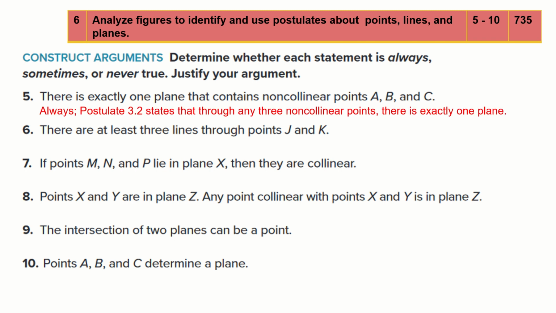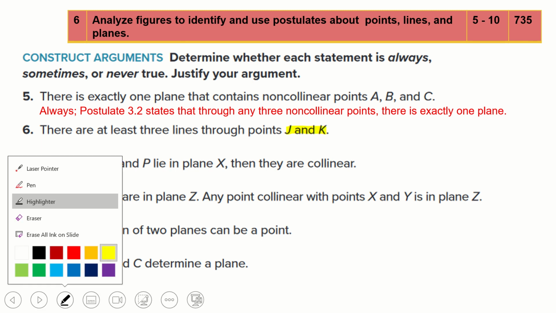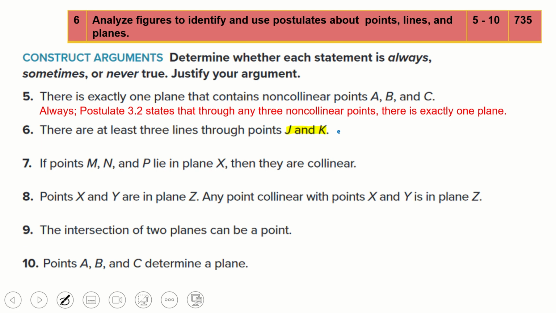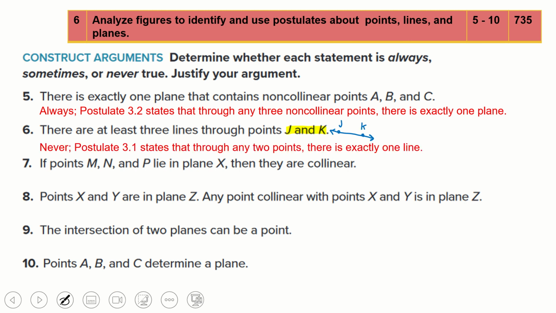There are at least 3 lines through points J and K. This is impossible because if you have 2 points, there is exactly 1 line that passes through these 2 points. Just 1 line, no more lines. So this is never true. It says if points M, N, and P lie in a plane X, then they are collinear. Sometimes, if they are in a plane X, they could be collinear, they could be non-collinear.